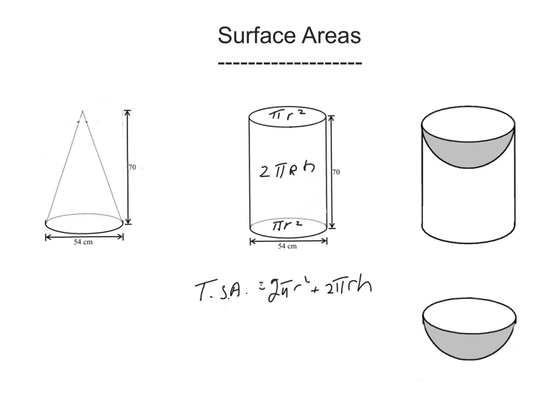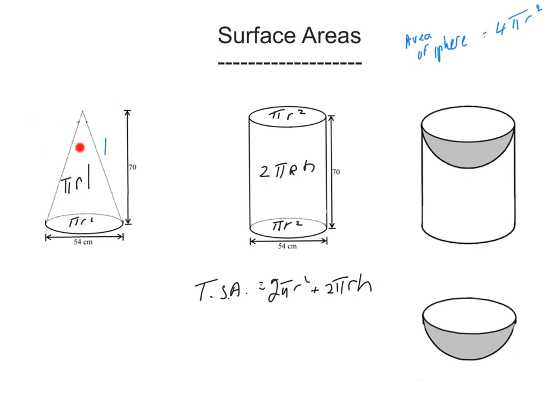2 pi r h is the formula you get from your log tables for the curved surface area, and then each of the flat circles will have an area of pi r squared. So the total surface area will be 2 times pi r squared, so 2 pi r squared plus 2 pi r h.